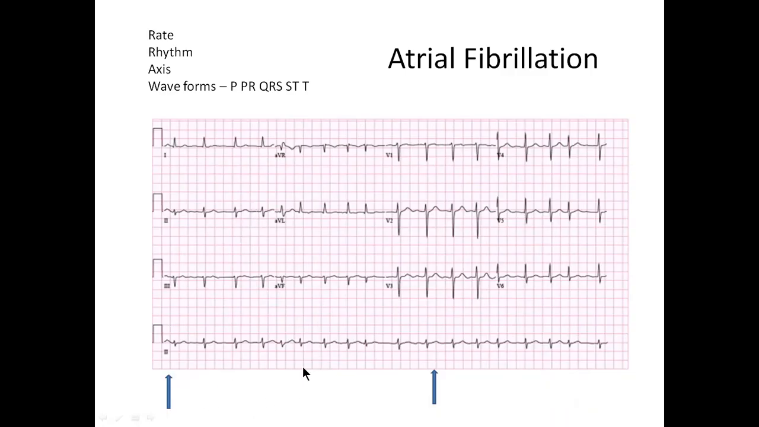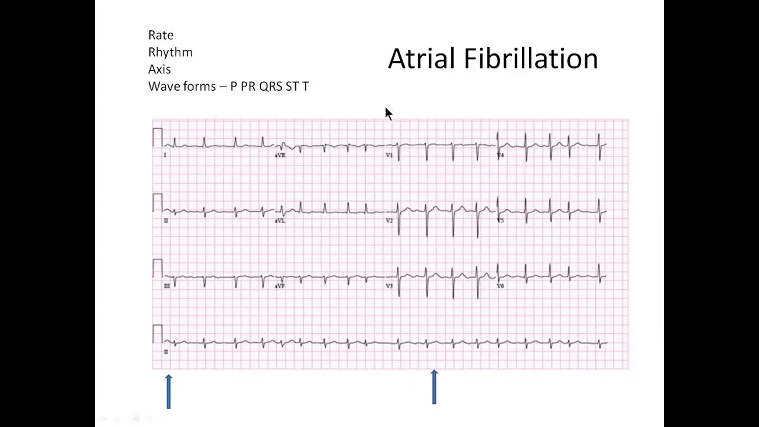We have to count 6 seconds, and I did this already for you. And then count the number of QRSs in that 6-second area. So there is 1, 2, 3, 4, 5, 6, 7, 8, 9, 10, 11. And then you multiply it by 10, because it's 6 seconds here. So that will be 110 beats per minute. Okay. So we know the rate. We know the rhythm is irregular.